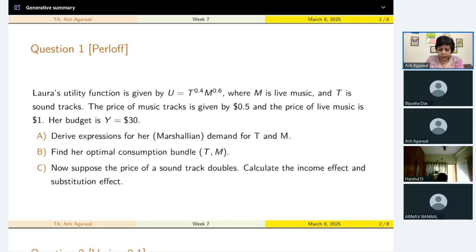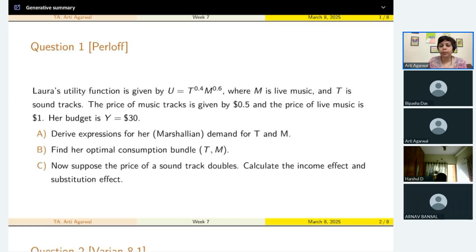Okay, so I will give you a few minutes to first attempt it on your own. You have to do the exact same thing that I just did. The only difference is that the function is a little different.